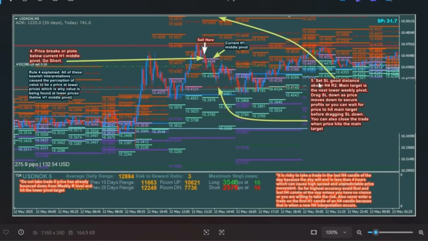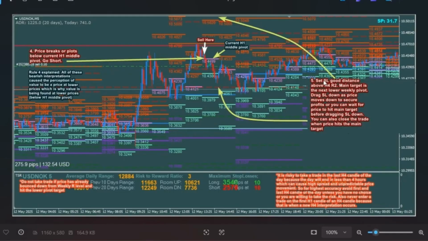Rule number 5. Set stop loss good distance above H4R2. Main target is the next lower weekly pivot. Drag stop loss down as price moves down to secure profits, or you can wait for price to hit main target before dragging stop loss down. You can also close the trade when price hits the main target.